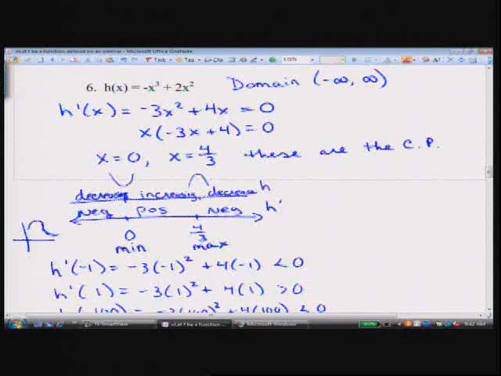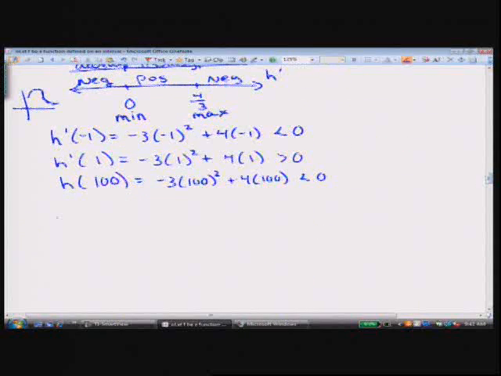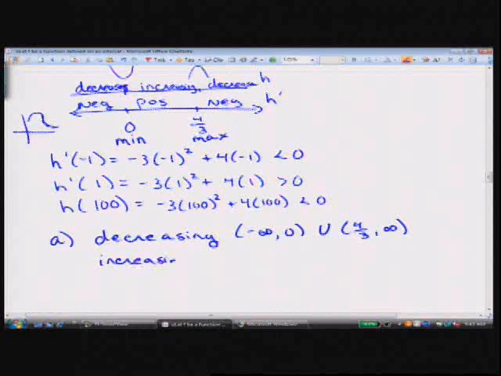Everybody okay? All right, so part A, the function is decreasing. Tell me the interval, Robinson. Would it be negative infinity to 0, union 4/3 to infinity? Yes, and it's increasing from 0 to 4/3.